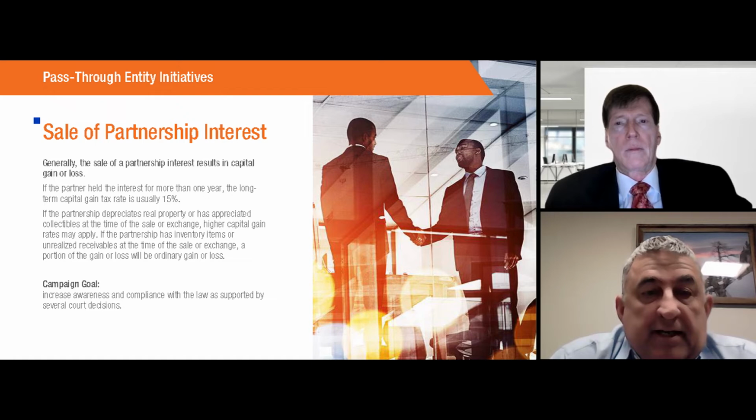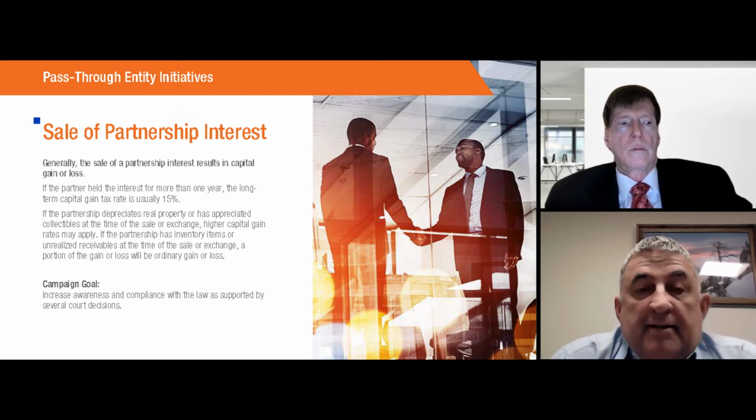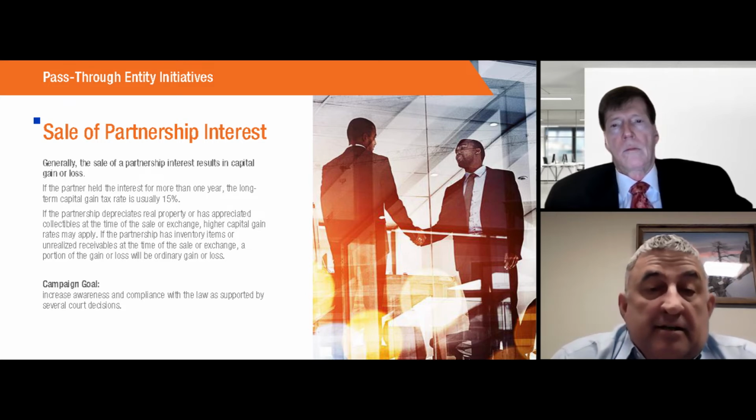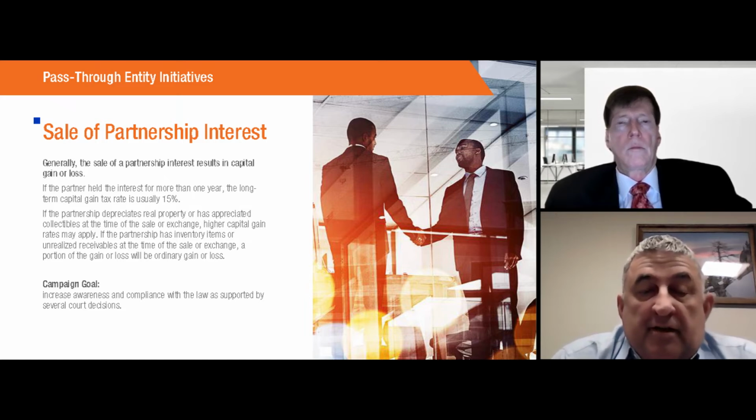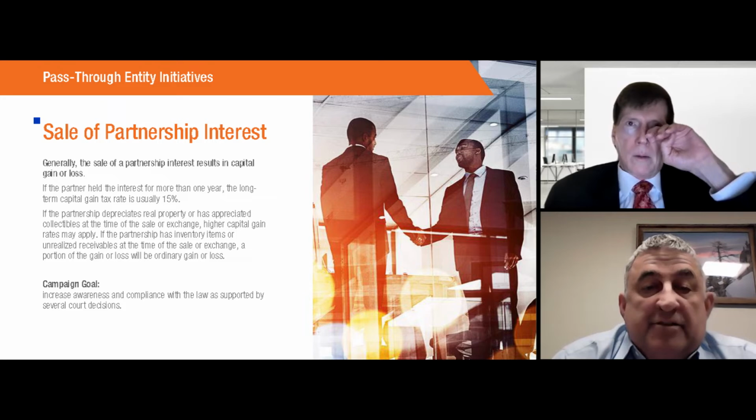IRS is also looking at sale of a partnership interest. What are they looking at here? Well, they're looking at assets that are other than capital. So oftentimes on an individual's income tax return, when they sell a partnership interest, they take all of that gain as long-term capital gain at 20% or less. And guess what? Certain types of assets, inventory, receivables, etc. Those are all ordinary assets and are subject to ordinary income tax rates.